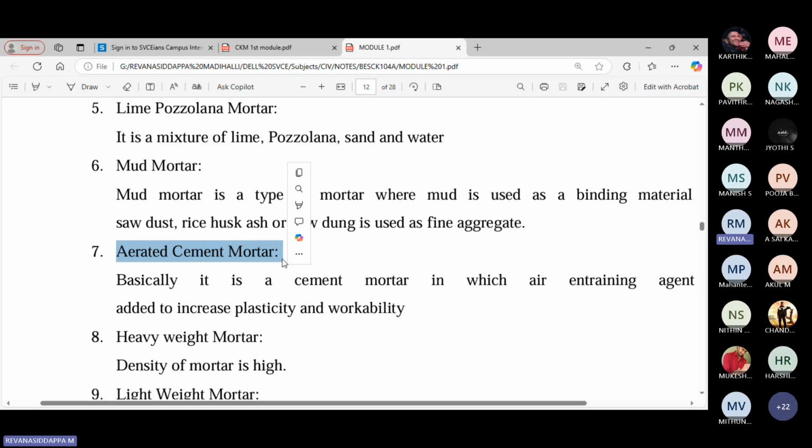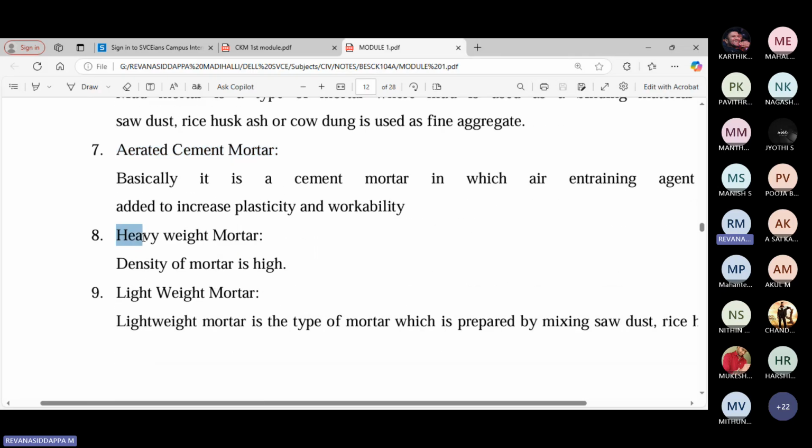Then the next type of mortar, heavyweight mortar. As the name itself indicates, heavyweight mortar means the weight of the mortar is high. It is nothing but the density. Density means mass per unit volume. If the mass per unit volume of the mortar is high, then it is called heavyweight mortar.